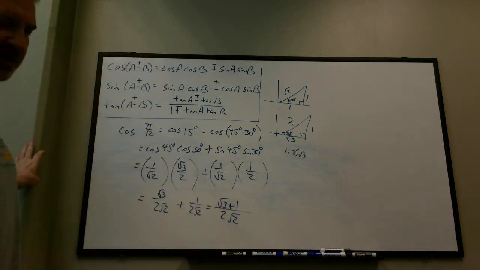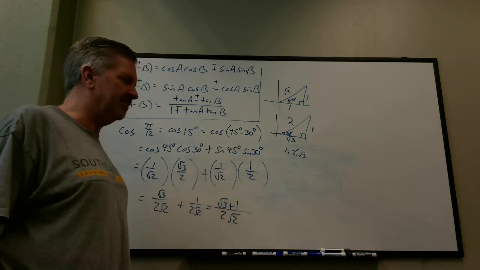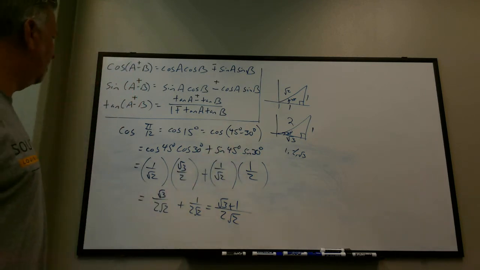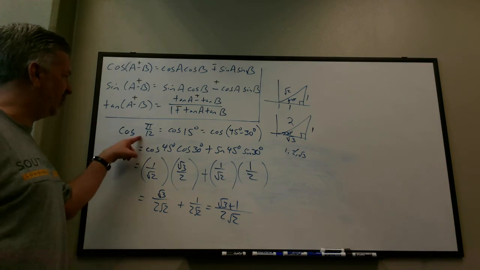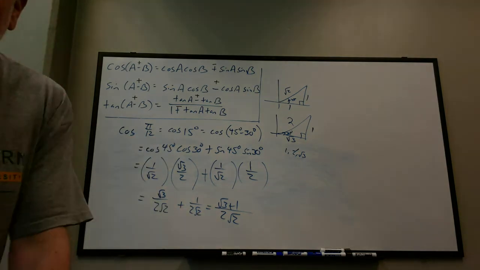Again, if you want to rationalize, you multiply by root 2 over root 2, and then work it out. Okay, so that's the cosine of pi over 12, or cosine of 15 degrees. It's root 3 plus 1 over 2 root 2.